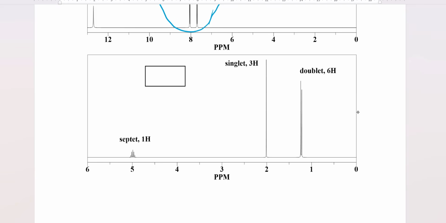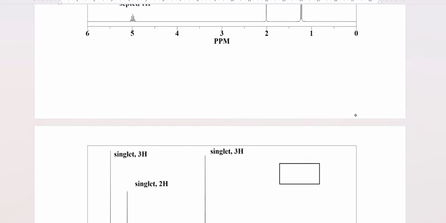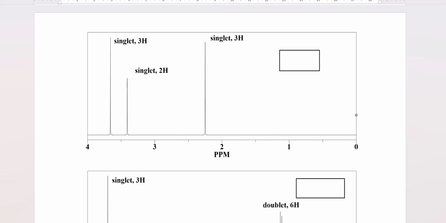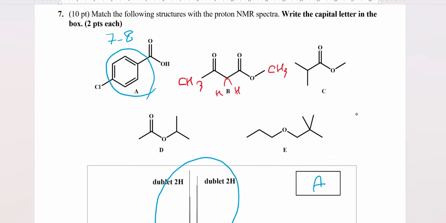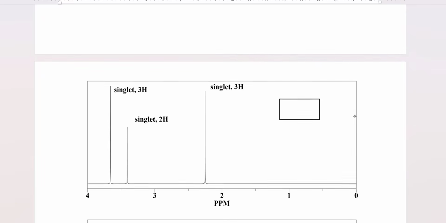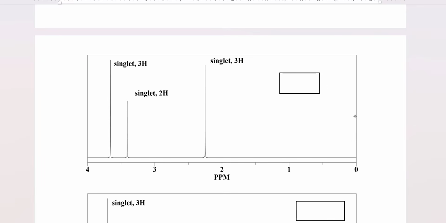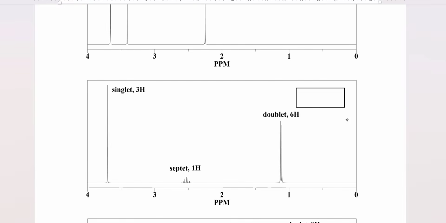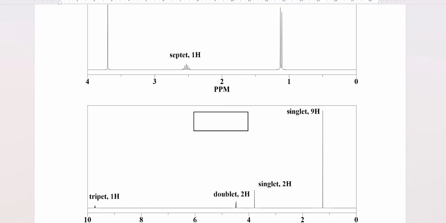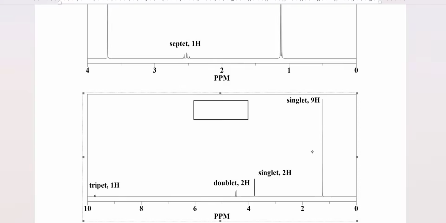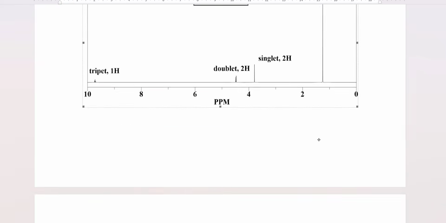So this one cannot be. And this is the answer. So for compound B, this is our spectrum. But we need to double check the rest of the compounds. Here we have a doublet. Here we have a doublet. The number of signals doesn't match as well.